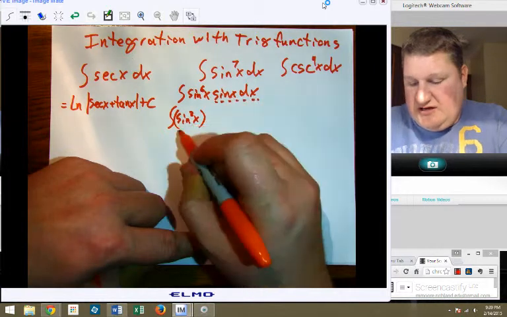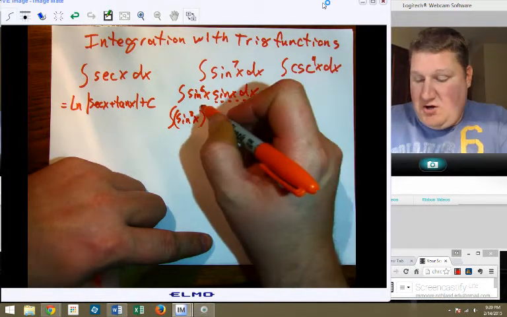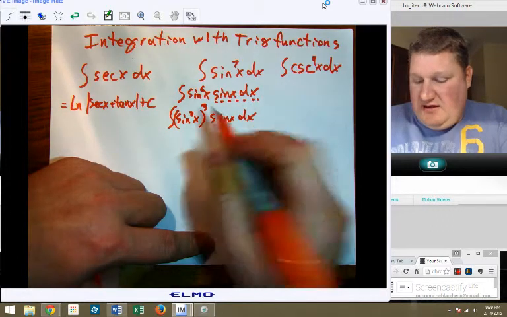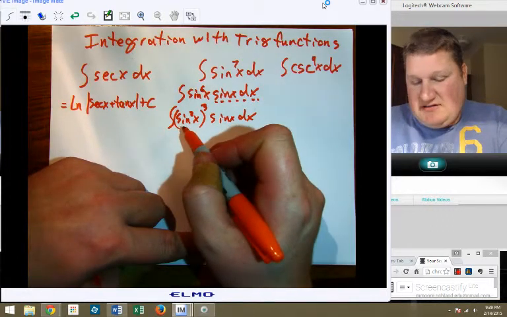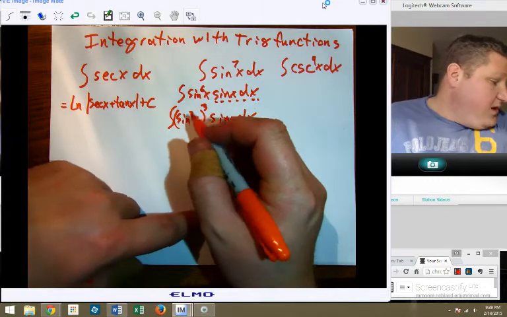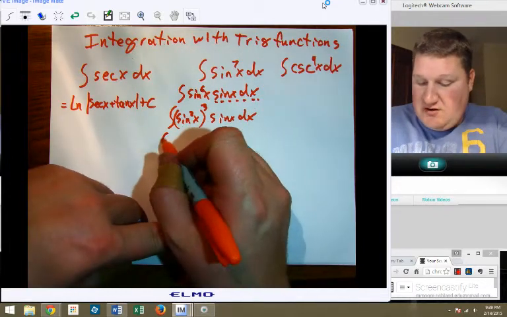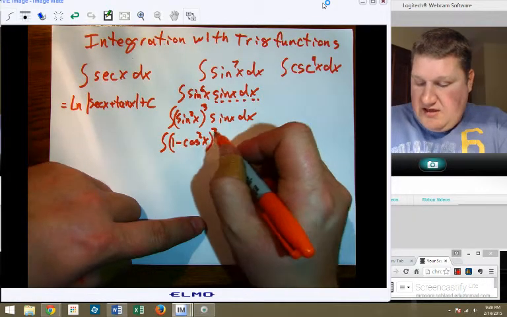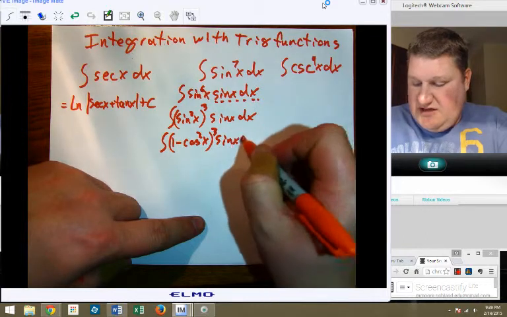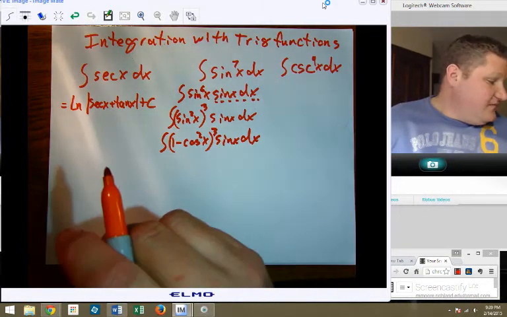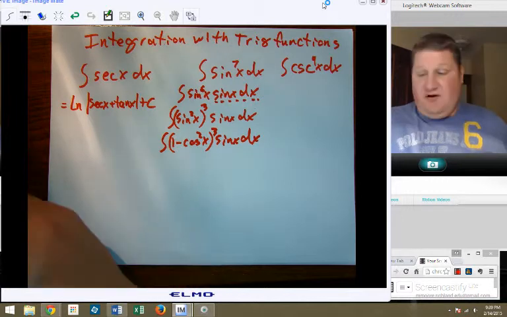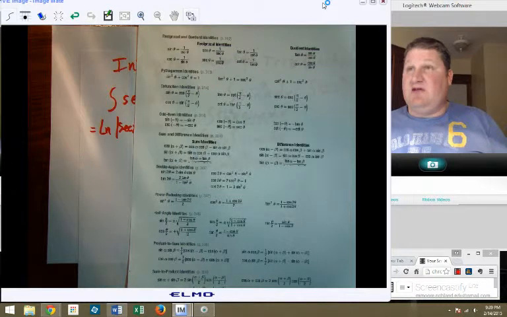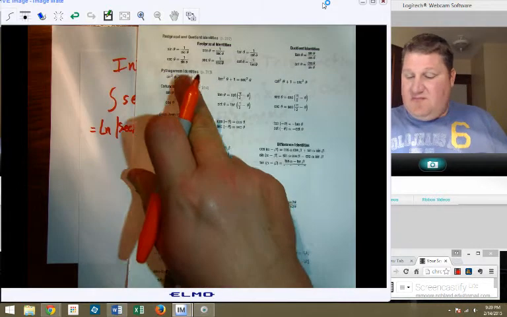I can change sine to the 6th x into sine squared cubed. Now, with that, I can say, well, wait a minute, sine squared x is the same thing as 1 minus cosine squared x, cubed, times sine x dx. Now, that is one of the trig properties, and those trig properties can be posted online in the notes section as well, but it's going to be a Pythagorean identity.